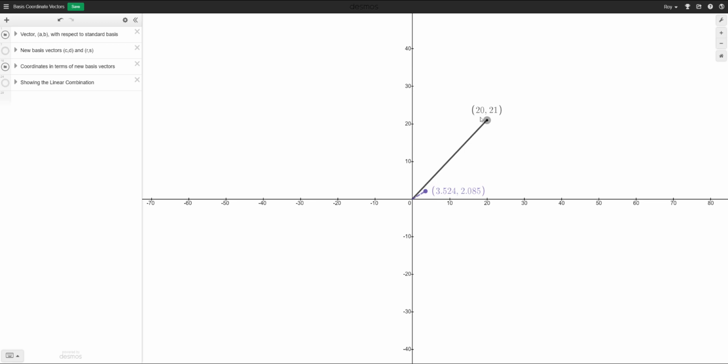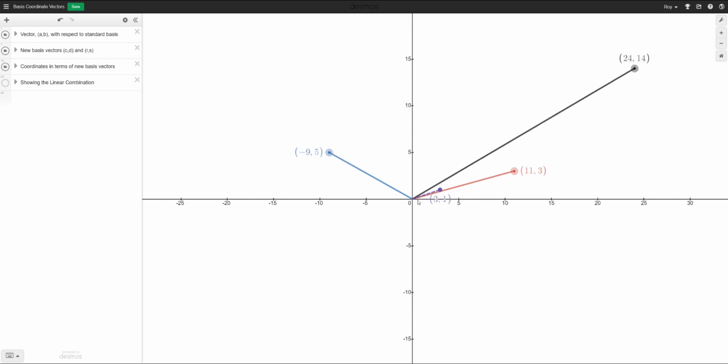Now, of course, you could also change these to where the numbers are slightly nicer, but actually, let's do it like this one. I just saw one, 3, comma 1. All right. So there's our two basis vectors. I'll zoom in here. 11, 3 and negative 9, 5. So two new bases. And we are saying that it would require 3 of those red vectors and 1 of those blue vectors to create our vector in this new system.